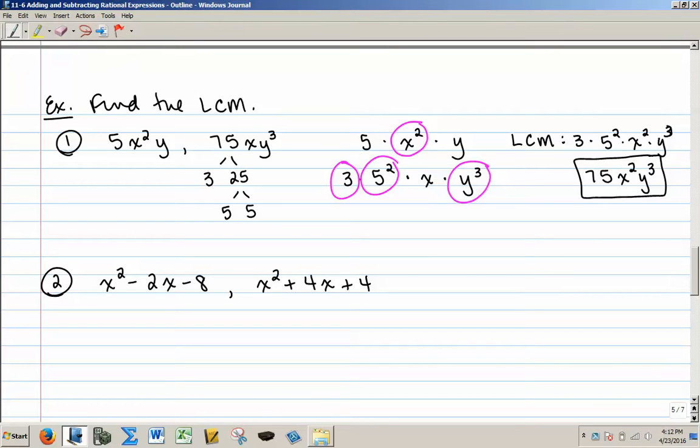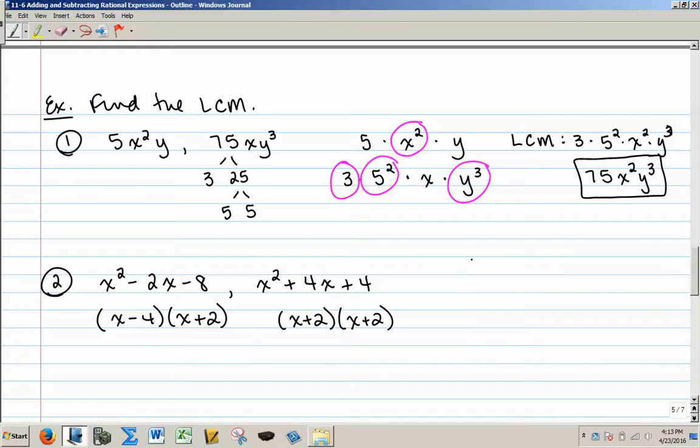Let's try this with a couple trinomials here. So I have x squared minus 2x minus 8 and x squared plus 4x plus 4. I need to factor each one of those. So two numbers that multiply to negative 8 and add to a negative 2 is x minus 4 and x plus 2. That's what that factors into. And then x squared plus 4x plus 4 factors into x plus 2 and an x plus 2.